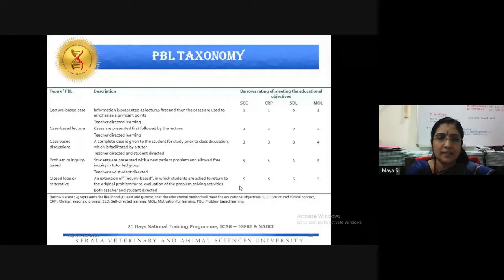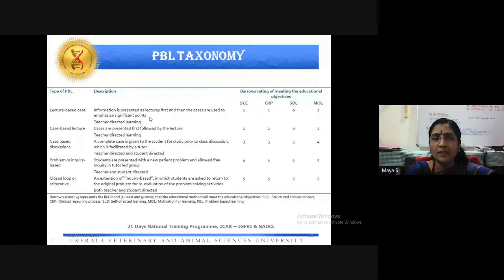So remember, we had four educational objectives for implementing this one. So here we have five methods. So by implementing the first, the lecture-based case, see our educational objective, that is a structured clinical context, that is structuring the knowledge. Then the second one is clinical reasoning process, or ability of reasoning by the student. Then the third one, self-directed learning. Then the fourth one, motivation for learning. So these were the four educational objectives.